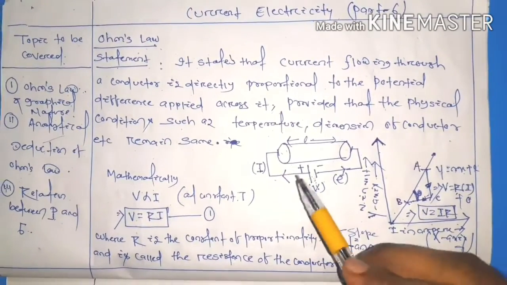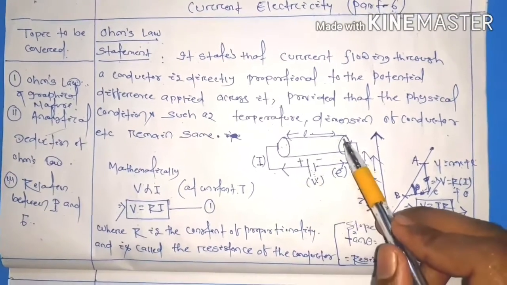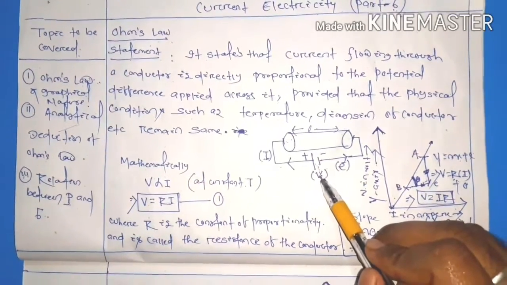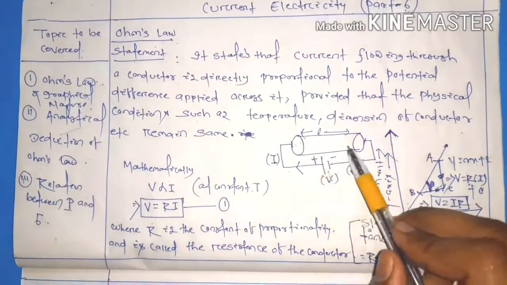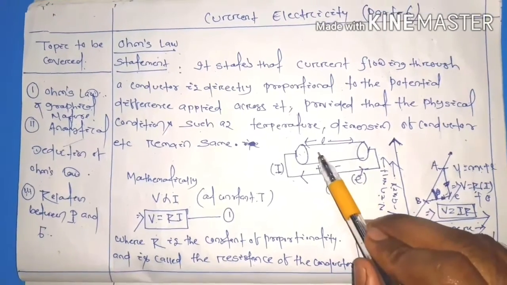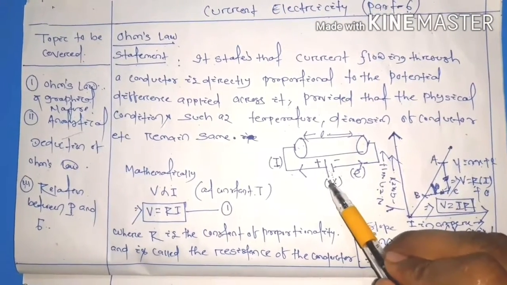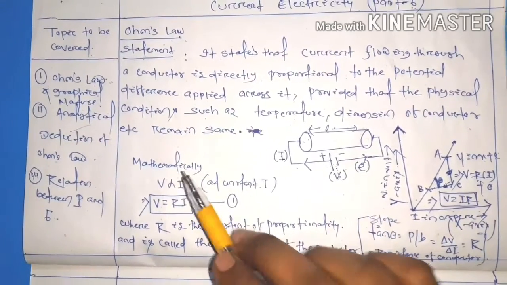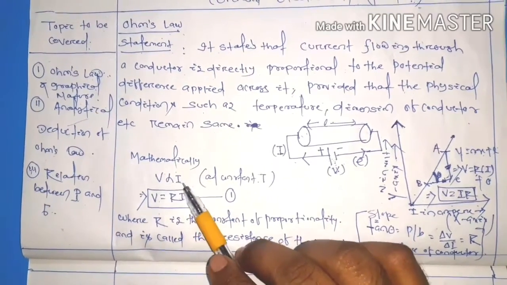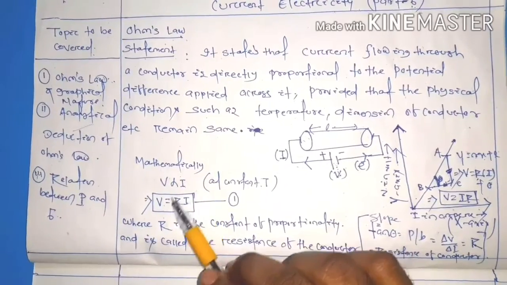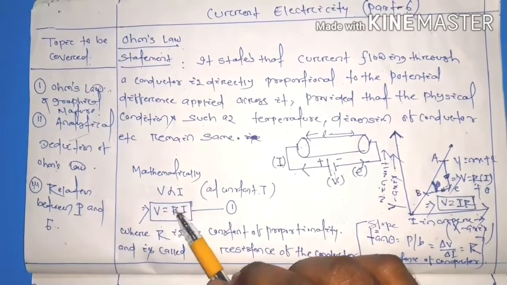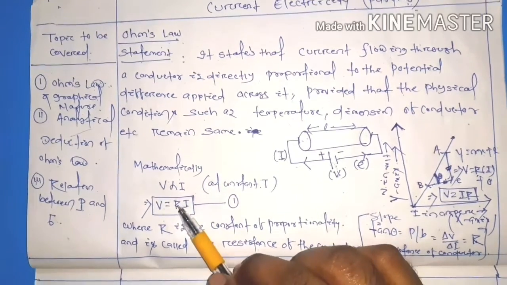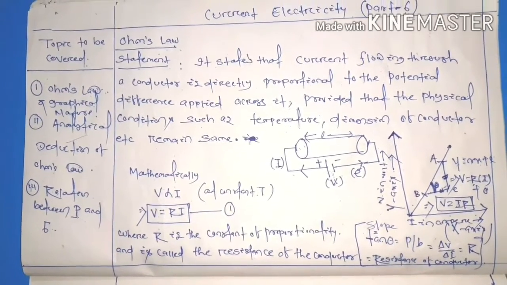That means, consider a cylindrical conductor of length L connected with a source voltage V. The amount of current flowing through the conductor is directly proportional to the potential difference. So mathematically, V is directly proportional to I, therefore V is equal to IR, where R is the proportionality constant, called the resistance of the conductor.